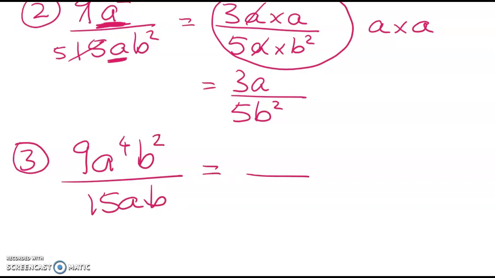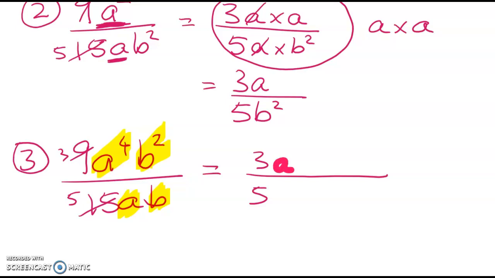So every time we do these, we look at the coefficients first. 9 over 15 is the same as 3/5. And now this time, we've got a to the power of 4 divided by a. We've got b squared divided by b. So again, I'm going to write this out the long way, just to get started. So 3a times a times a times a times b times b. Right, very painful. So on the denominator, I've got 5 times a times b.